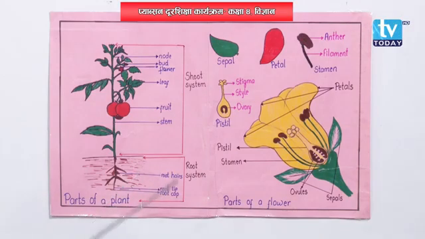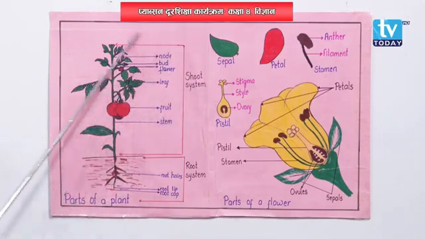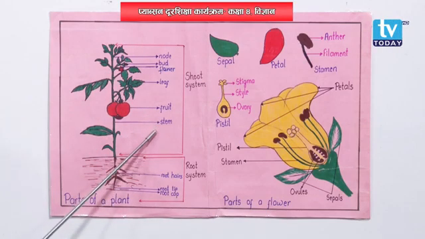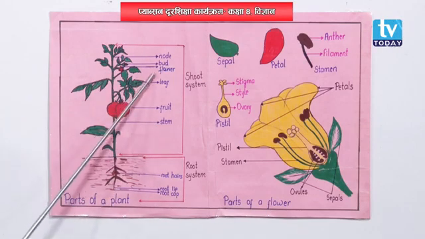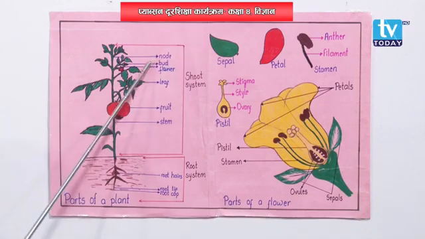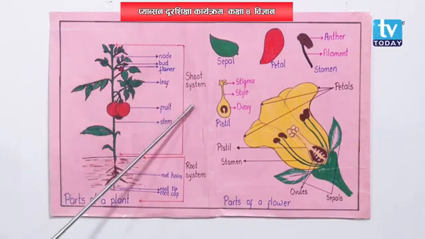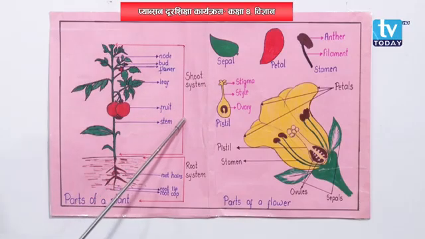Then talking about shoot system, a shoot system includes all the other parts that lie above the ground, above the soil, like stem, fruit, leaf, flowers, buds, nodes or internodes. They all are included in the shoot system.